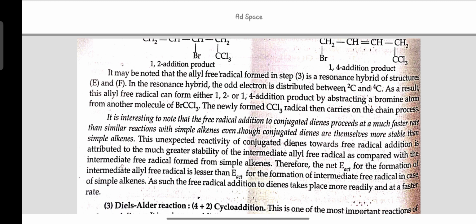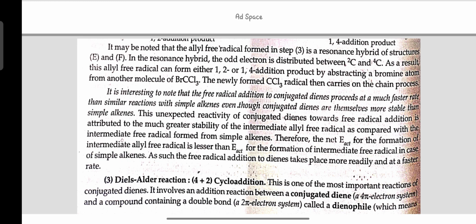Therefore, the net E act for the formation of intermediate allyl free radical is lesser than E act for the formation of intermediate free radical in case of simple alkenes. As such, the free radical addition to dienes takes place more readily and at a faster rate.